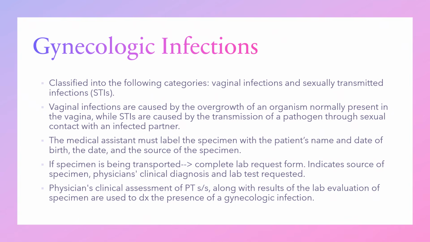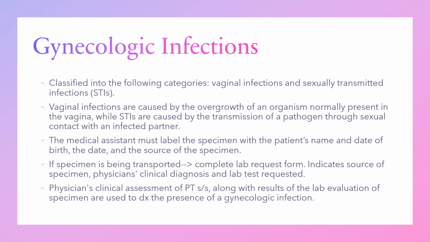Okay, now we're moving on to something a little bit more interesting, I think. So gynecologic infections. Gynecologic infections are actually going to be classified into two different categories. We have vaginal infections and we have sexually transmitted infections, STIs. STIs are also referred to as STD, sexually transmitted diseases, but nowadays they use STIs instead of STDs. Vaginal infections are caused by overgrowth of an organism that's normally present in the vagina, while an STI is going to be caused by the transmission of a pathogen through sexual contact with an infected partner. In most areas, vaginal infections are more common than STIs.